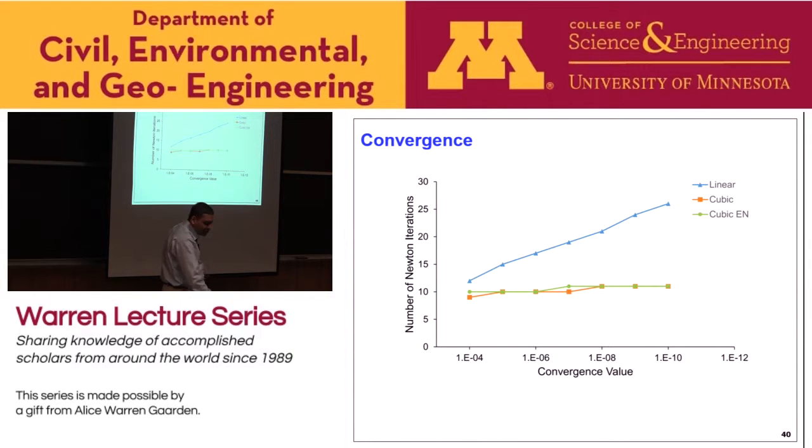The other thing we wanted to check was what happens to convergence when you have these extraordinary nodes. What you see here is that the linear convergence is much higher, so the cubic converges faster.